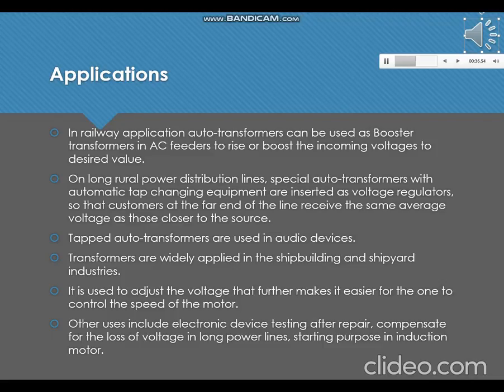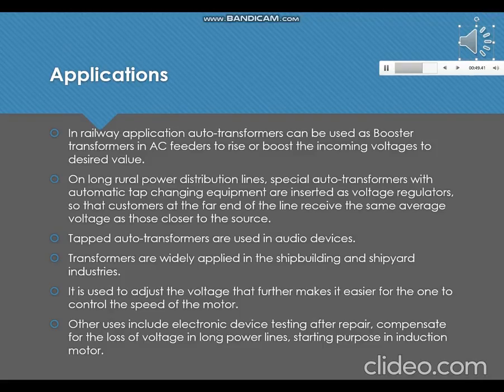They are also widely applied in shipbuilding and shipyard industries to reduce the big initial current at the stages of starting up the system, transmission gears, and so on. Because of its adjustable voltage output, it can be used to control the speed of a motor. Further, there are many other small applications like device testing and compensating for the loss of voltage. These applications and analysis prove how desirable and important the autotransformer is among many industries around.